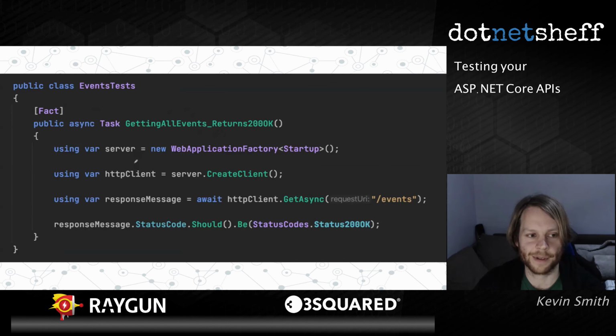So this, for example, is creating a web application factory, we're creating an HTTP client from that factory, and then we're doing a GET request to the /events endpoint, and we're just checking that the status is okay. It's really simple.